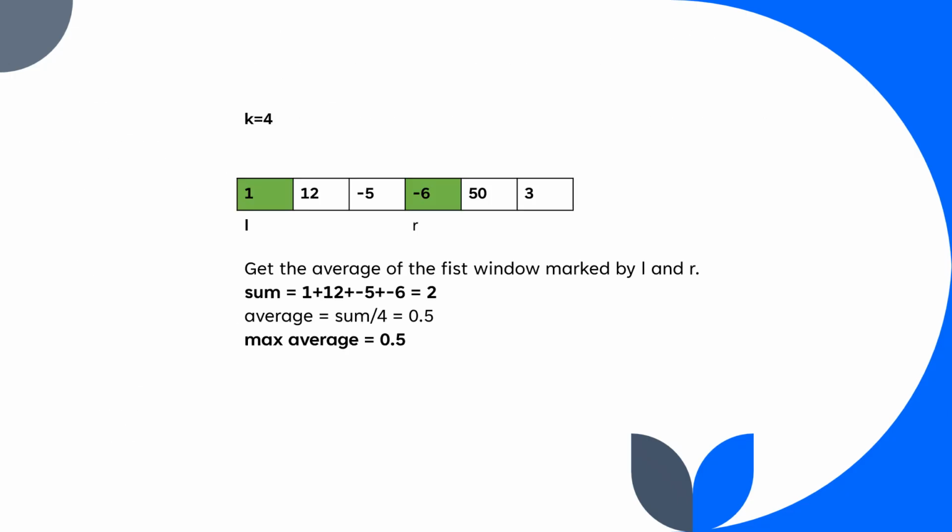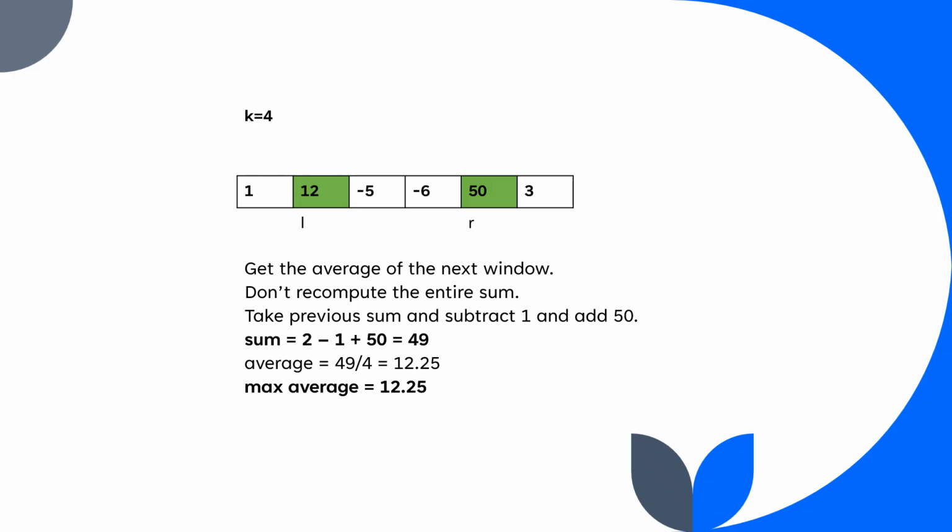Let's take a look at this example in more detail. k equals 4, and here's our array. You're going to get the average of the first subarray, marked by the left and the right pointers. There's your sum, there's your average. You're going to hold on to the max average at that point. So that's going to be our max average.